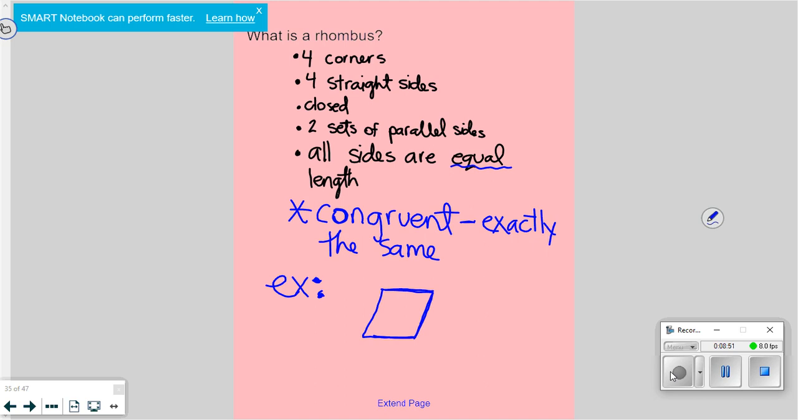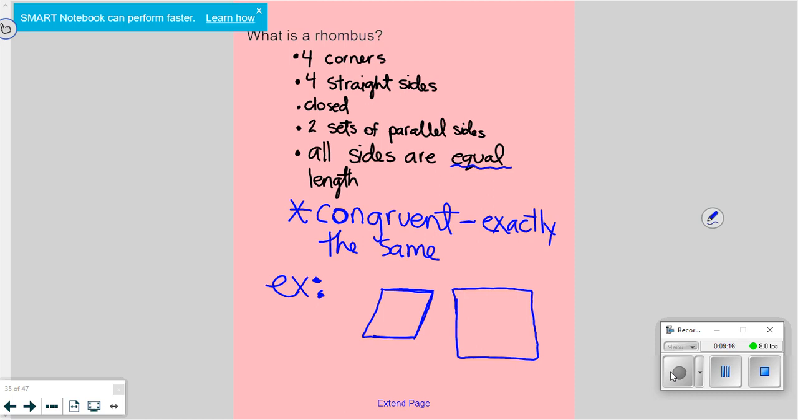Try to make it equal because that is an important rule. Okay. Is this a rhombus? Ooh, I have not drawn anything. What do you mean? Yes? Let's go through the rules.